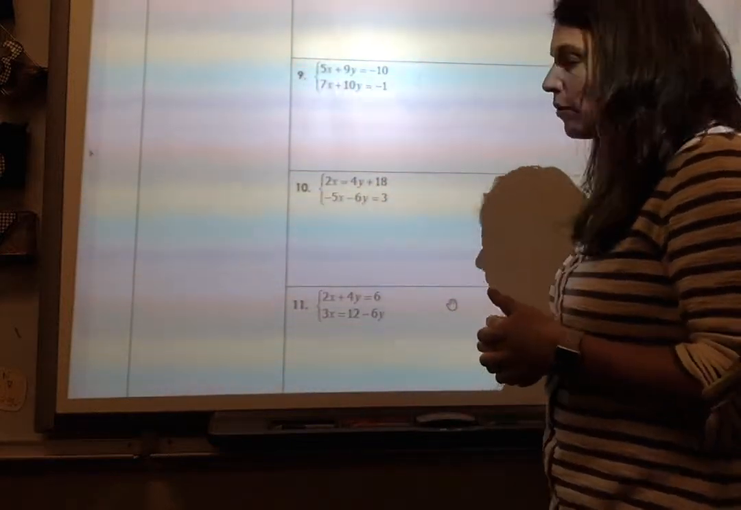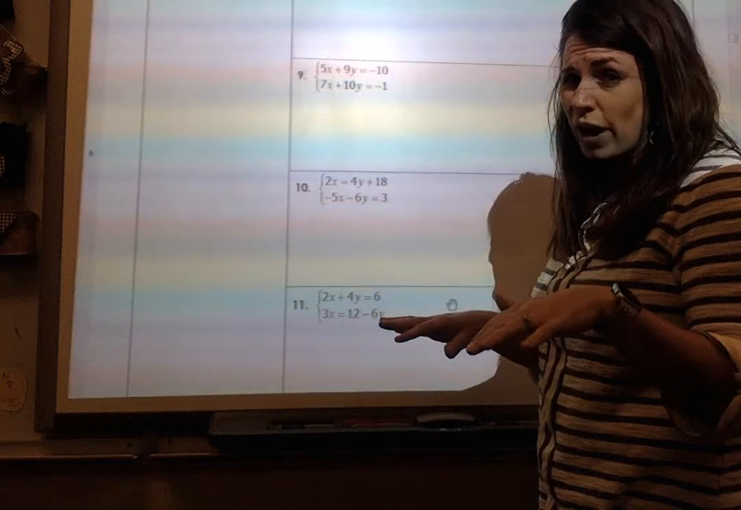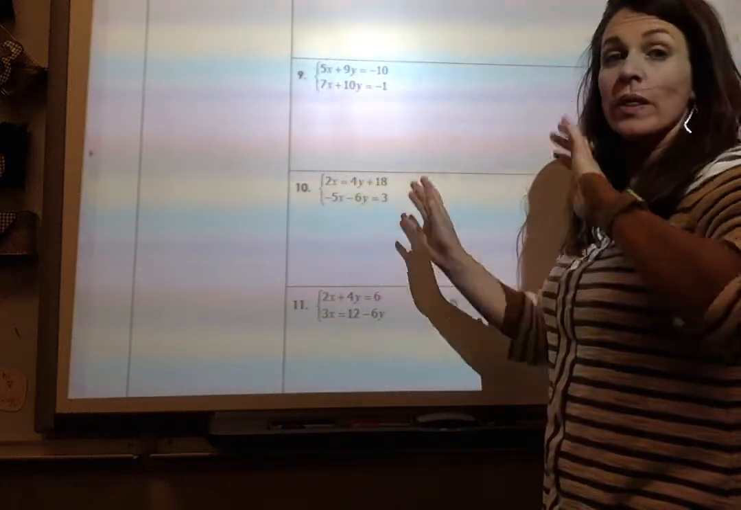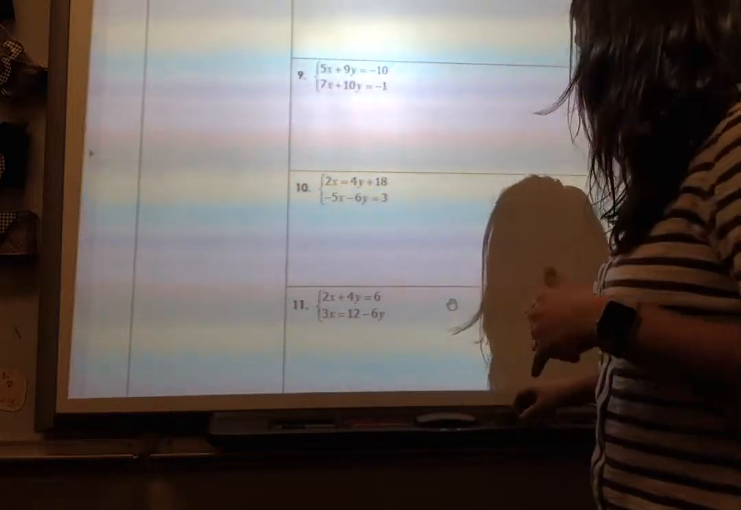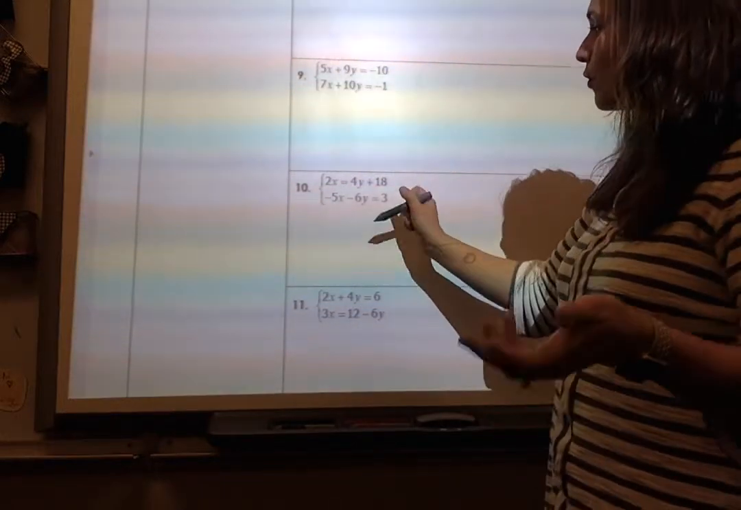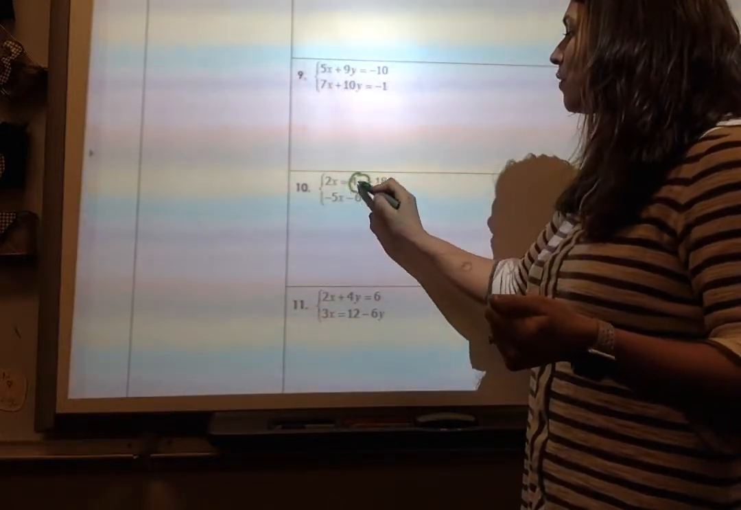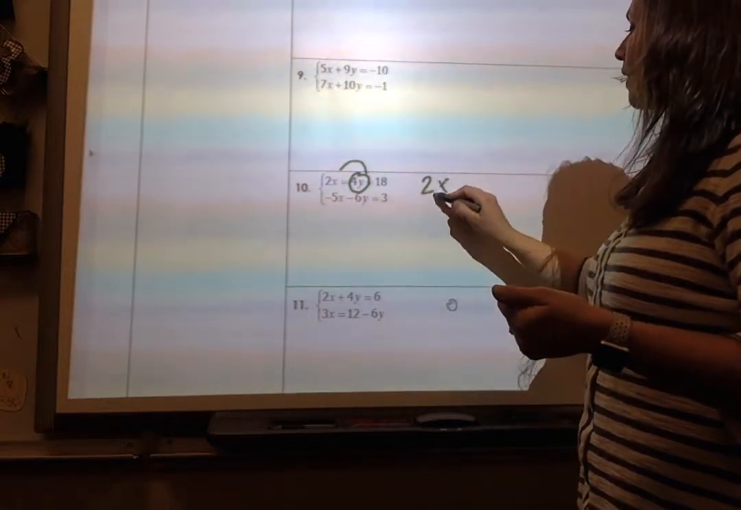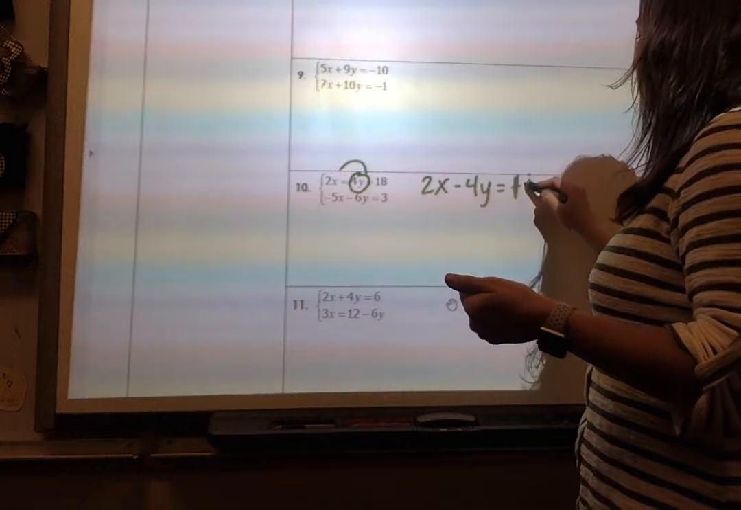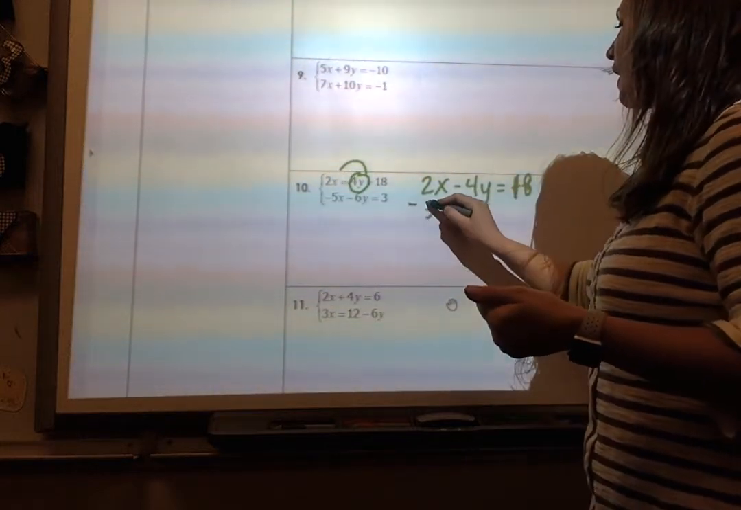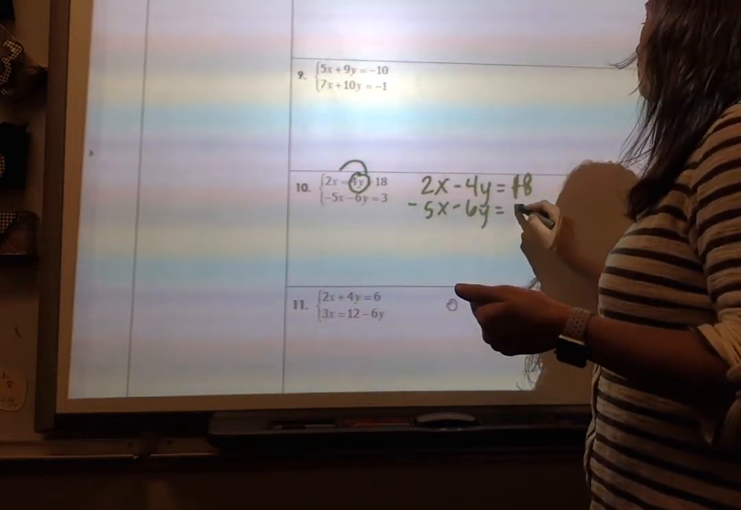Now on number 10, remember my first rule never changes, right? My first rule is always we line them up. X's, y's equal constant term. I always line mine up in standard form. So the first thing I'm going to do on number 10 is I have to move 4y over. So I get 2x minus 4y equals 18. It's a positive 18. And then -5x minus 6y equals 3.